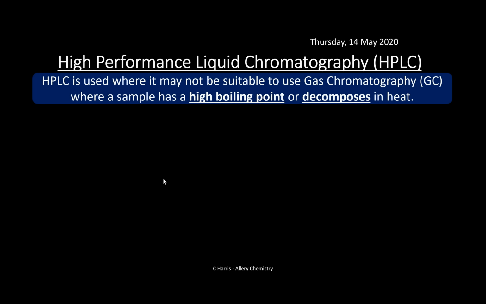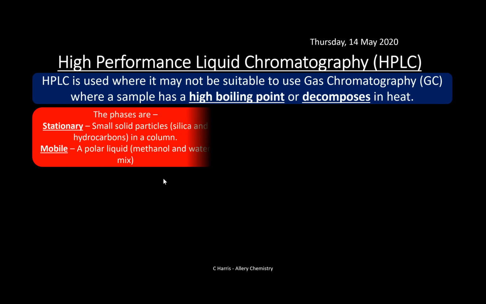Okay, so we're going to look at something called high performance liquid chromatography, or HPLC. HPLC is used where it may not be suitable to use gas chromatography, which is GC. This could be, for example, a sample which has a really high boiling point or decomposes in heat. If it's got a really high boiling point, it can't be carried through the GC machine. Also, if it decomposes in heat, because remember in gas chromatography we have an oven in there, that's going to be no good, because we'd want to know what our sample is. And if it's all broken up into different substances, then that isn't any good. So there is a solution. We use something called HPLC to do this.